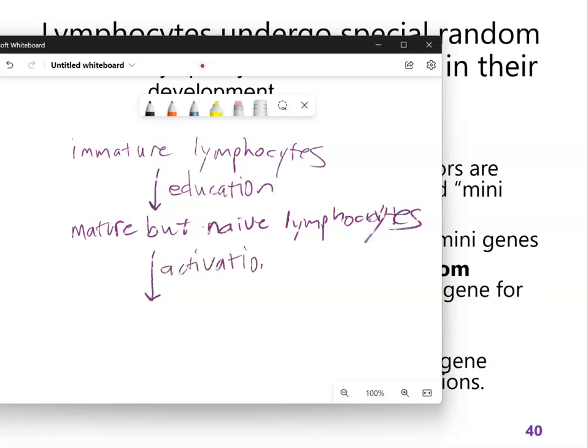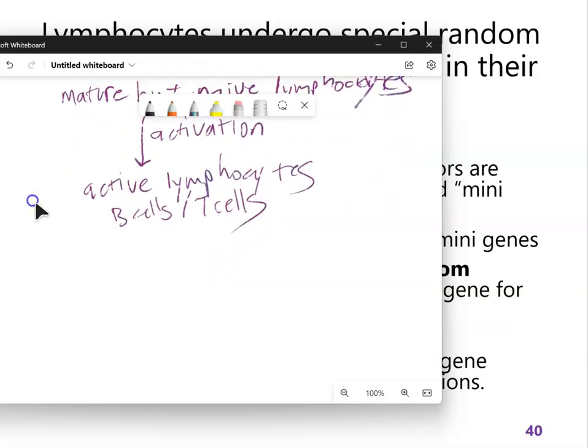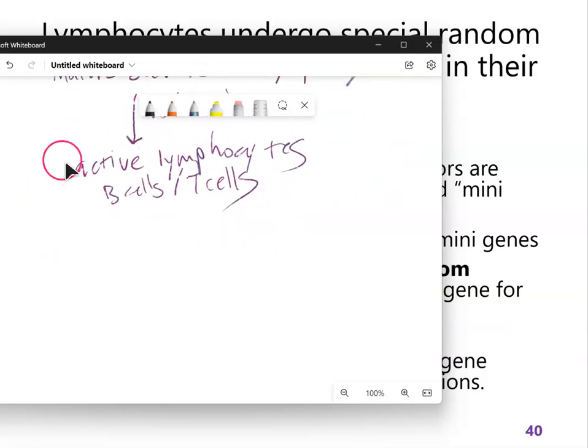activation. And if they go through activation, which is rare and only happens during an immune response, then they become active or activated lymphocytes, or we could just call them B cells, T cells, something like that. There's no clear terminology that I know of for them in this state once they have been activated.